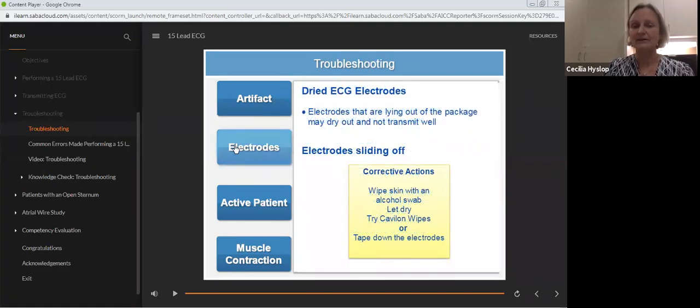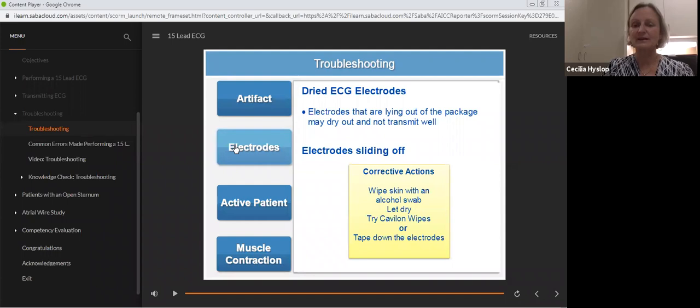Also, it could be that our electrode package is dry. Usually there's a number of electrodes that come in a package. Once you open the package, if it's sitting there for a long time, it might dry out and not produce the best waveform, in which case it's better to open up a new package.